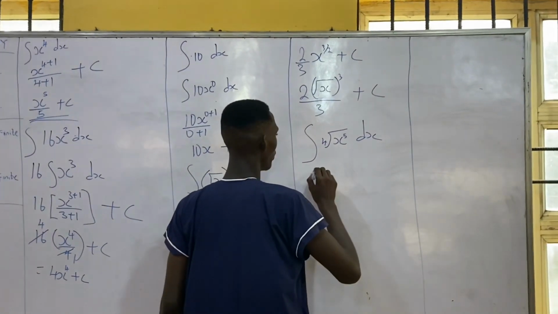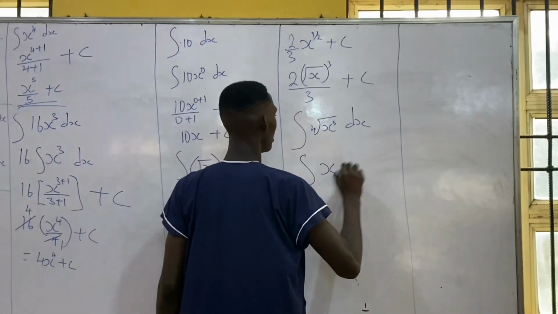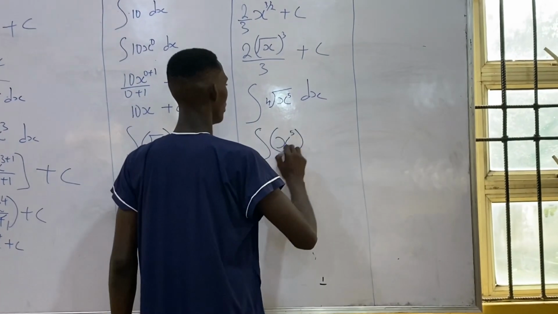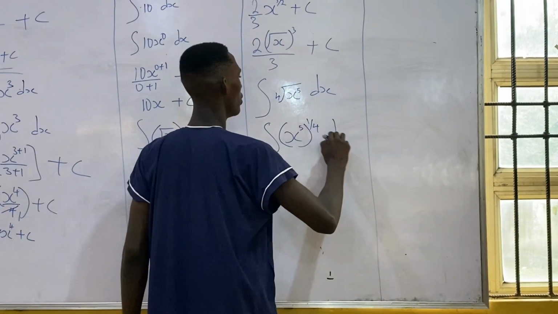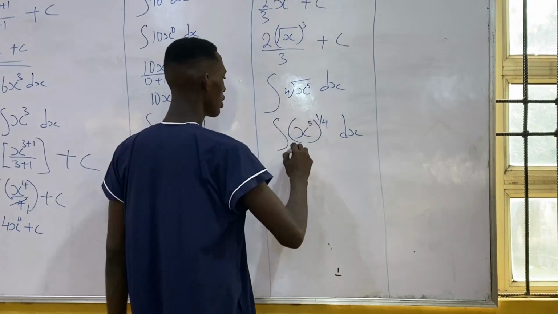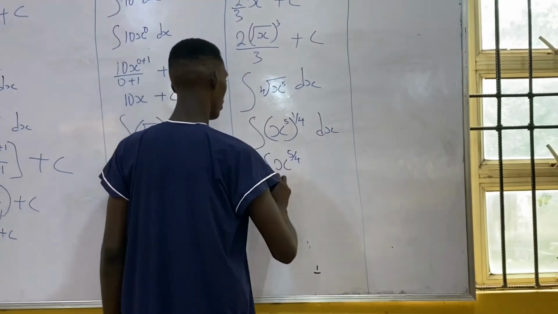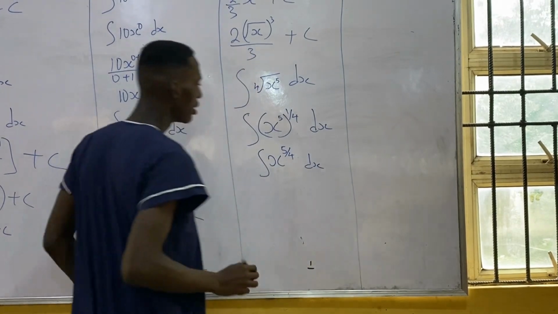So like I said, you always rewrite. This becomes what? X to the power of what? 5 to the bracket of what? 1 over 4, following our law of indices. So this becomes what? X to the power of 5 over 4 dx. Now what do we do?